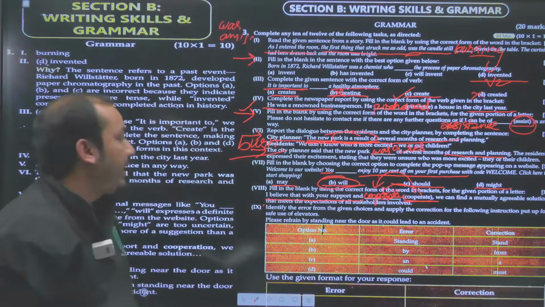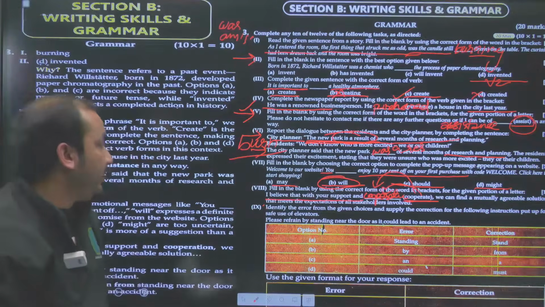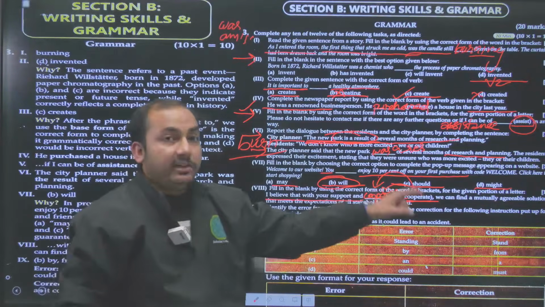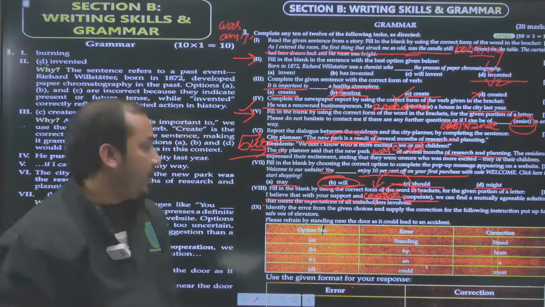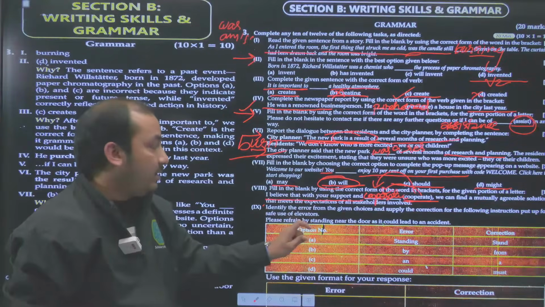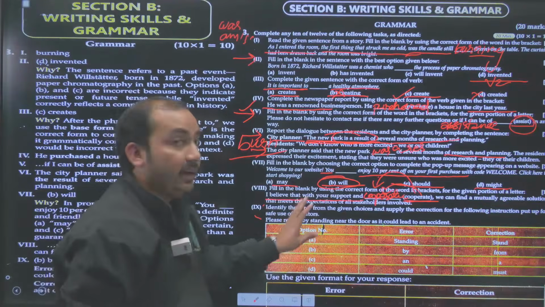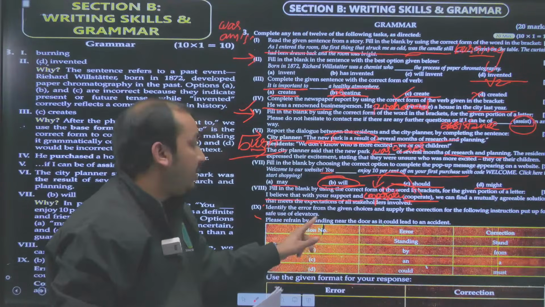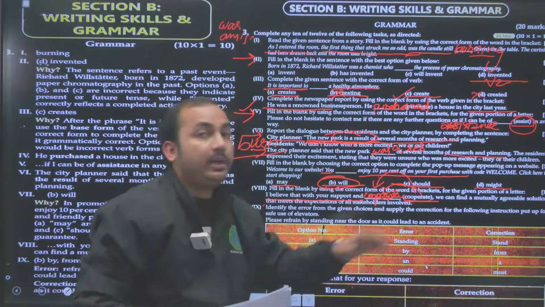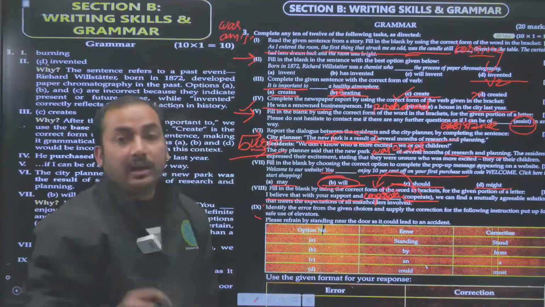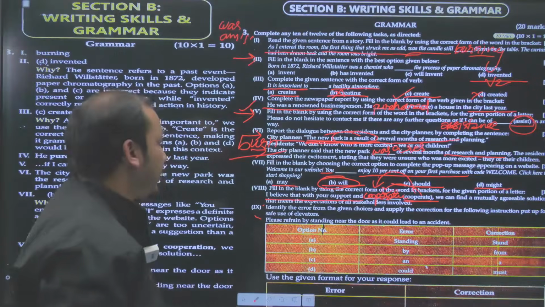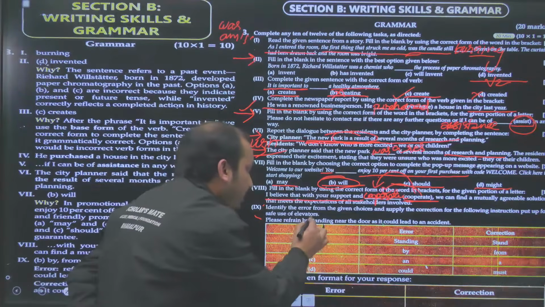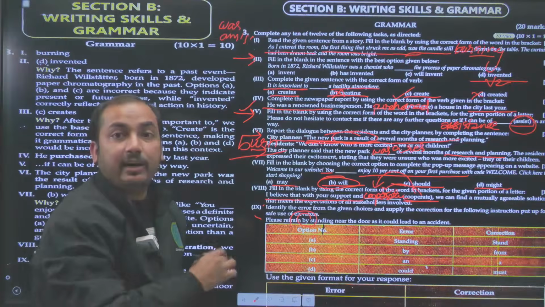Now, question number 9 is there. Here we have to find the error. Identify the error from the given choices and supply the correction. Following instruction put up for safe use of elevators. Now, the statement written somewhere near an elevator says, "Please refrain by standing near the door as it could lead to an accident." Refrain means to avoid. Here the notice is forbidding people from standing against the door. So we have to use the word from instead of by.